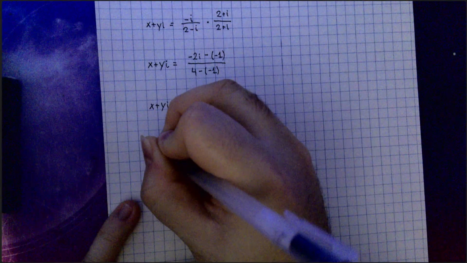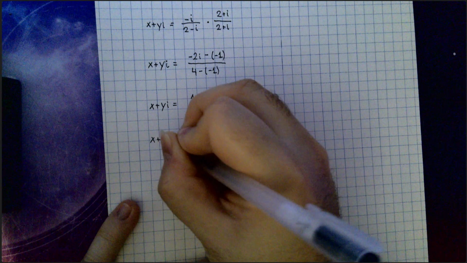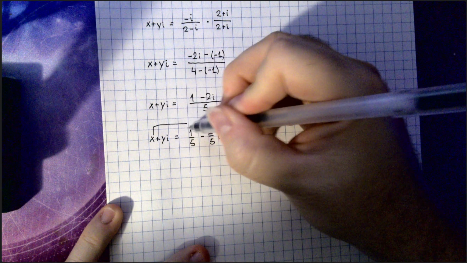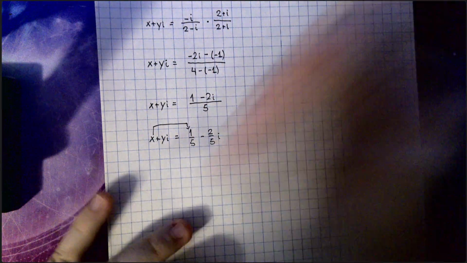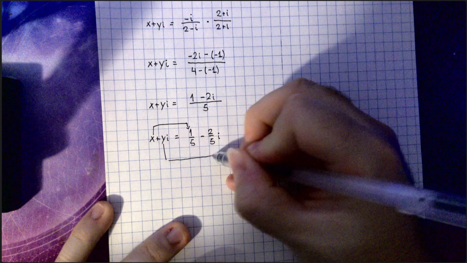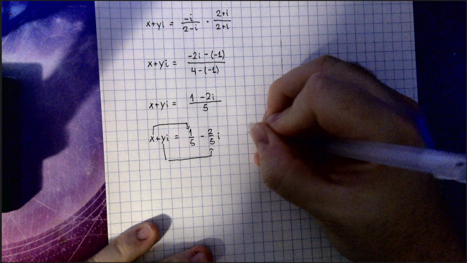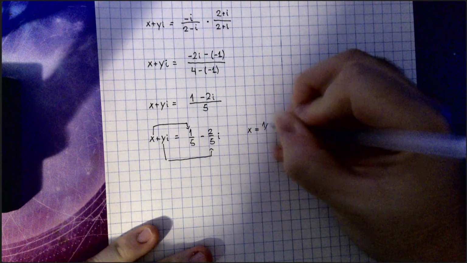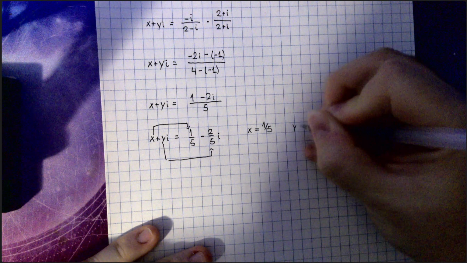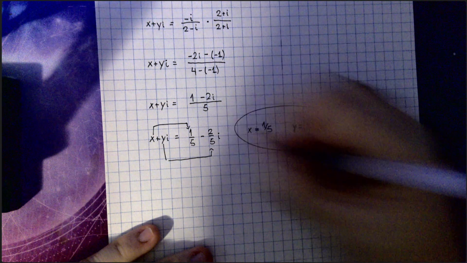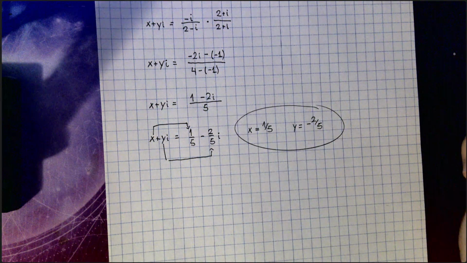And because I have both my coefficients, here we go, x is just equal to my real component, and y is just equal to the coefficient of my imaginary component. So therefore, x is just equal to 1 over 5, and y is equal to negative 2 over 5. And I've got my answer. Okay?